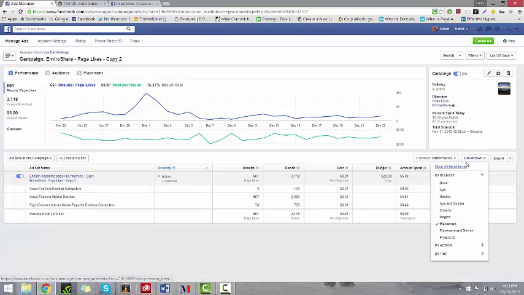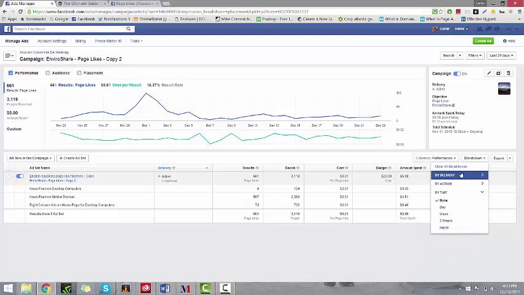Placement, which placement's the best. So all of these different things, by action, by time. So you can really start to target more and more. That's what I suggest you do. Either way, you're going to be getting Facebook likes for under a cent. So it's a pretty good deal.